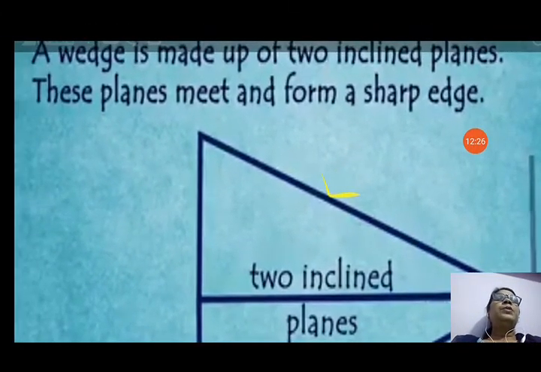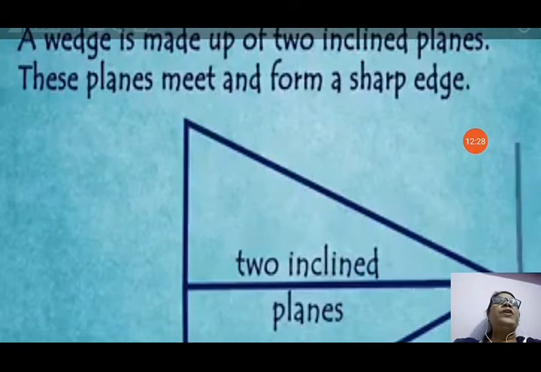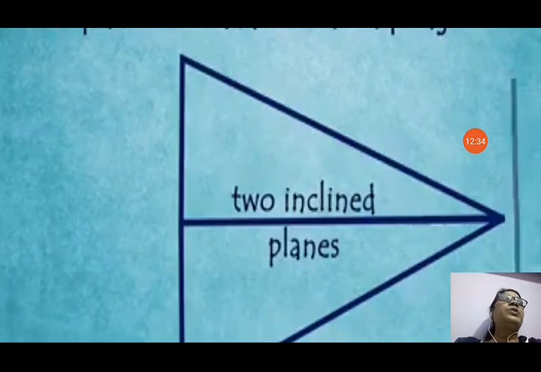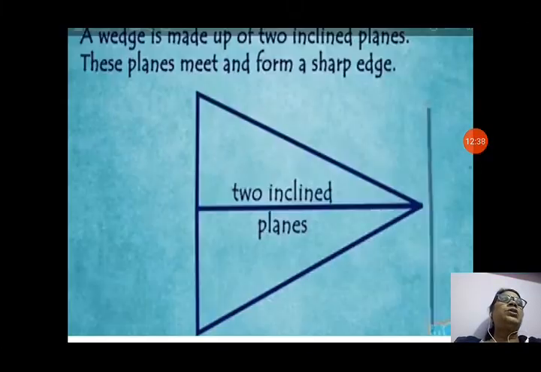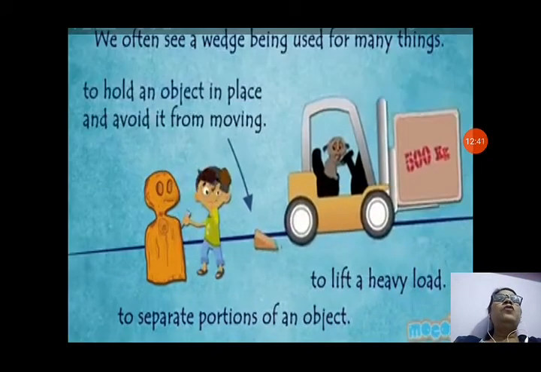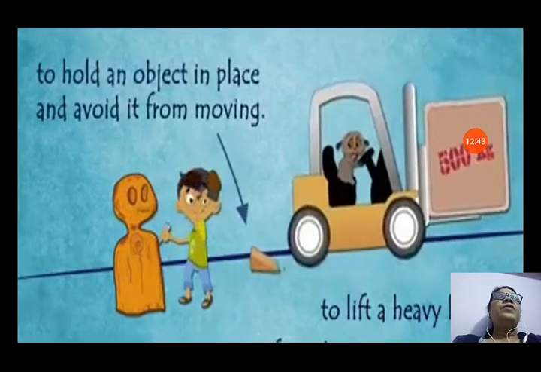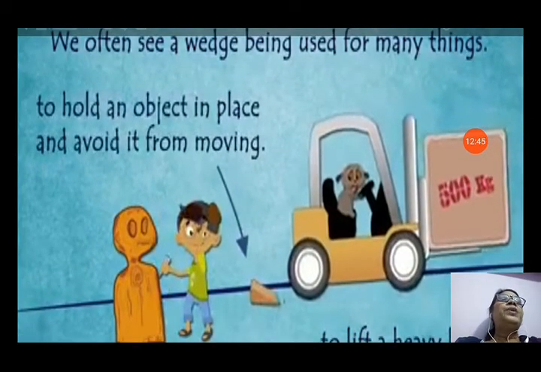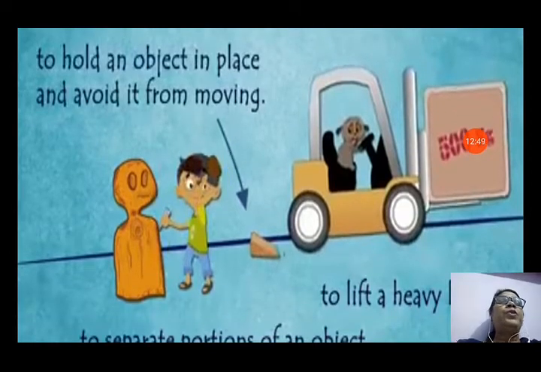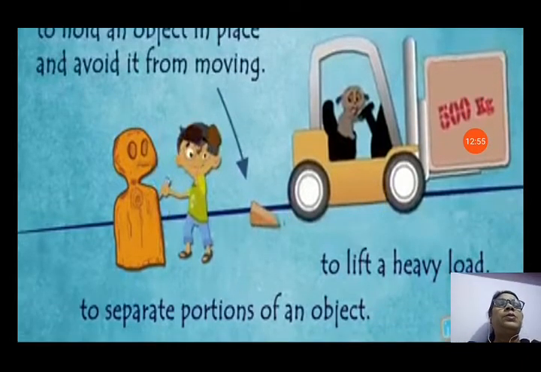Now a simple machine that is known as a wedge. A wedge is made up of two inclined planes. These planes meet and form a sharp edge. You can see two inclined planes are meeting together in opposite directions and they are making a sharp edge. This type of machine is called a wedge. We often see a wedge being used in many things to hold an object in place and keep it from moving. You can see there is a wedge used to avoid this vehicle moving.